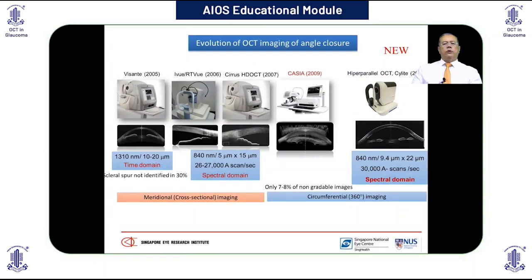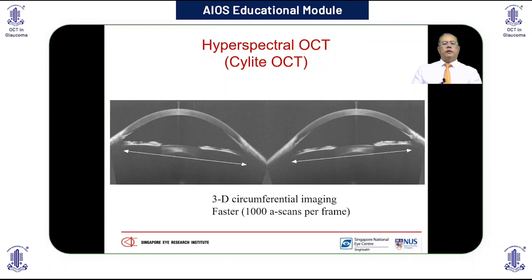Lately, there's also a new device called the hyperparallel OCT, or Sci-Light, and again it produces high-resolution scans of the angle with a faster scanning protocol.